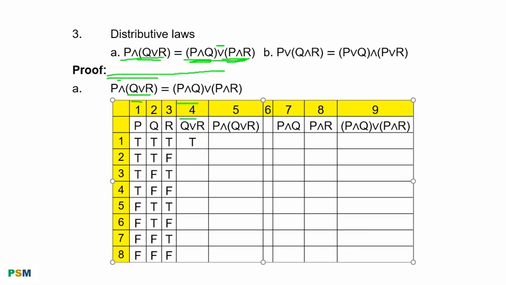Number 2, you have TF. TF is T. Number 3, you have FT, that is T. Number 4, FF, that is F. Number 5, TT, that is T. Number 6, TF, that is T. Number 7, FT, that is T. Number 8, FF is F. You move to column head 5.